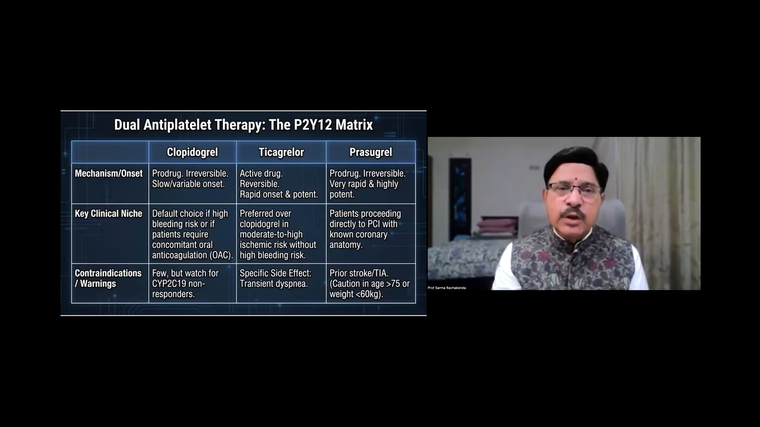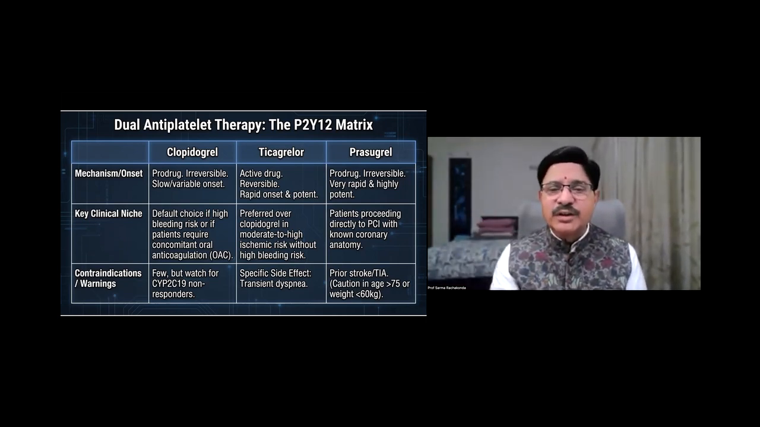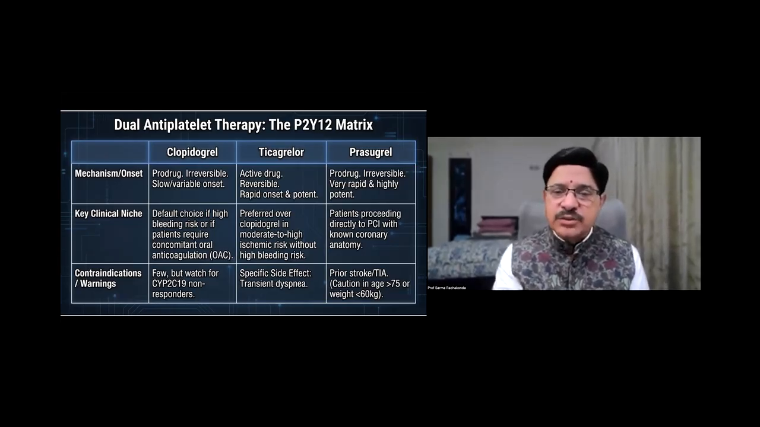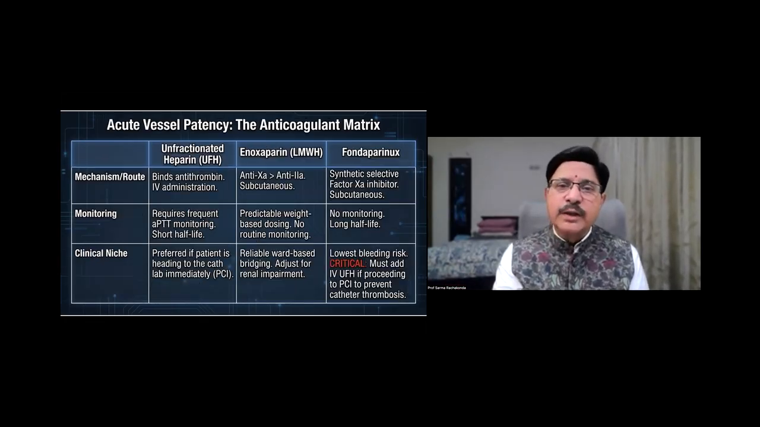Contraindications and warnings. Clopidogrel has few contraindications. Watch for somebody who is a non-responder to clopidogrel. Other than that, there are no contraindications. Ticagrelor, specific side effect: transient dyspnea. And prasugrel: prior stroke, TIA, and people above 75 or lean patients, less than 60 kg, you have to adjust the dose in the elderly and in lean patients, and it should not be given in prior stroke and TIA.